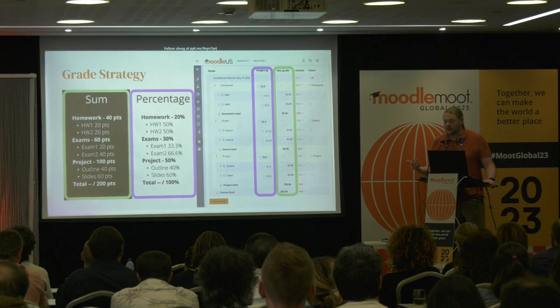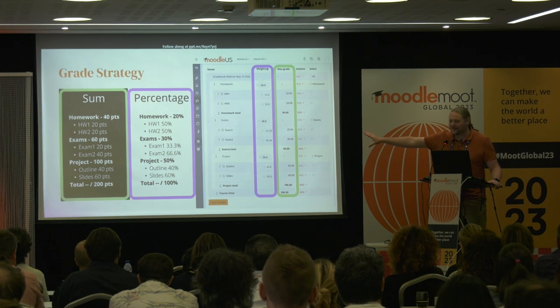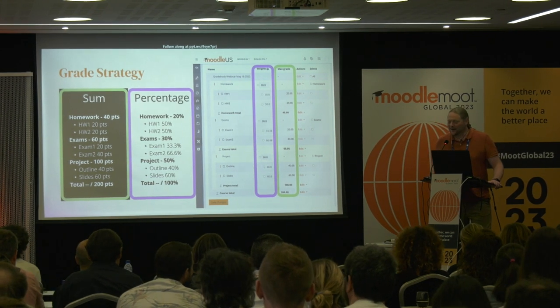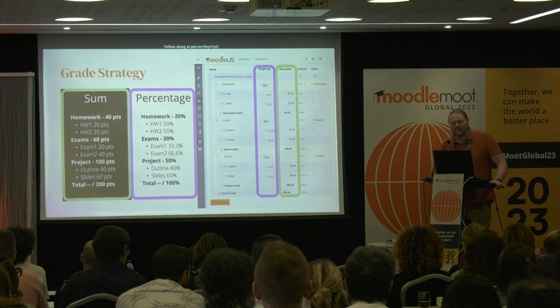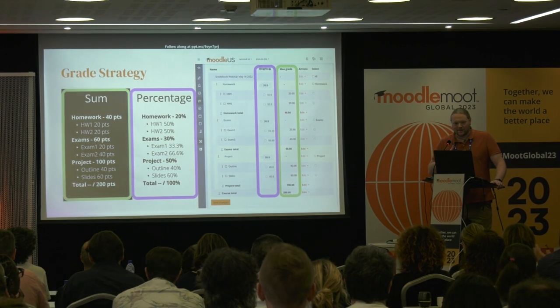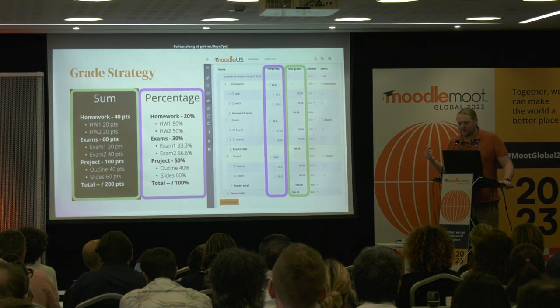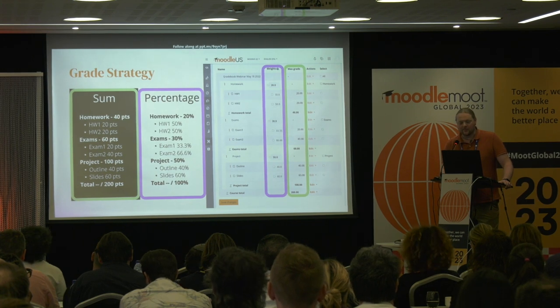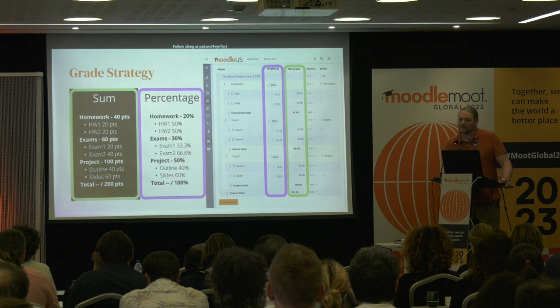So I strongly recommend sum in terms of a mathematical grading strategy, okay? Although, like I said, I do respect, or sorry, I recommend percentage, not sum. Wow. I strongly recommend percentage. That's my own personal preference. But again, I do respect people that want to do it via sum. But just make sure that Moodle Gradebook is calculating it for your students and they don't have to do it themselves.